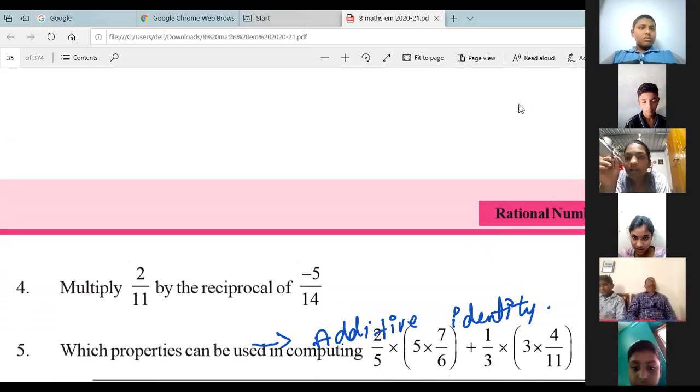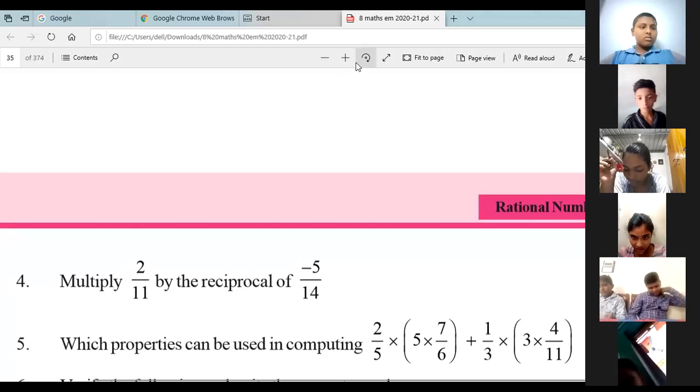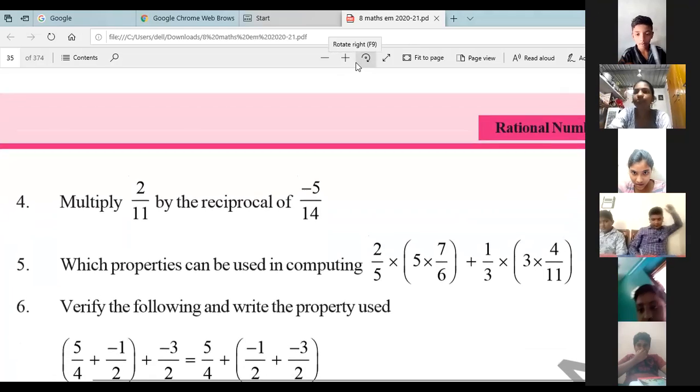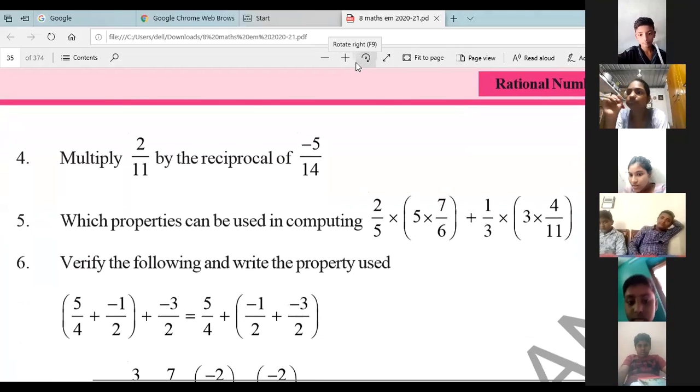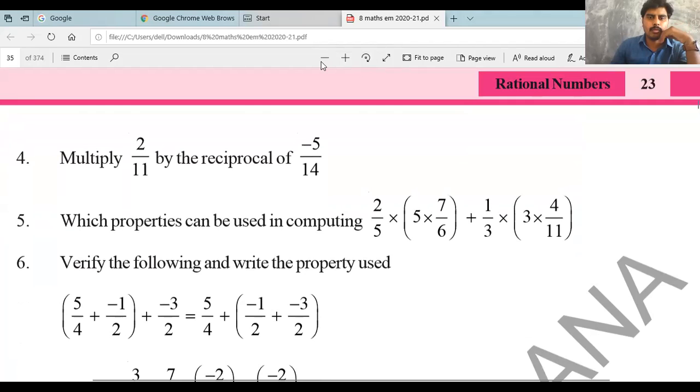Look at question number 4. This is the last question today. Multiply 2 by 11 by the reciprocal of minus 5 by 14. Okay, time is up. We'll discuss it in the next class.